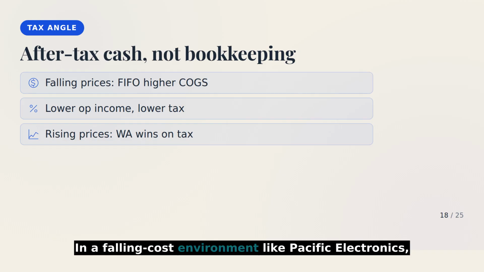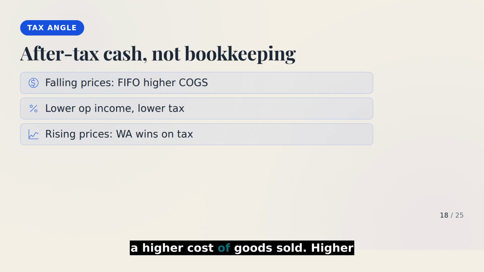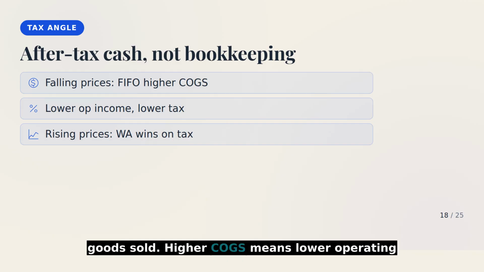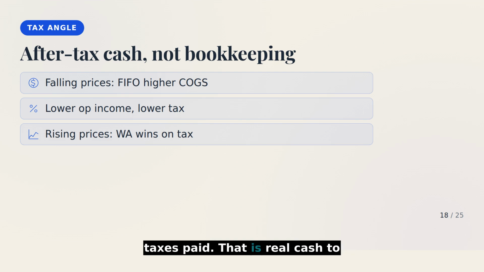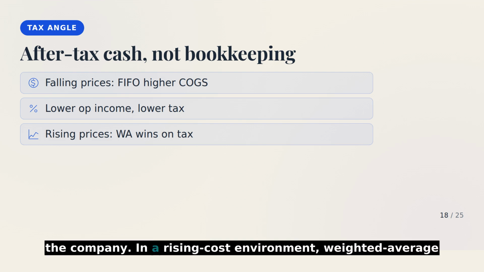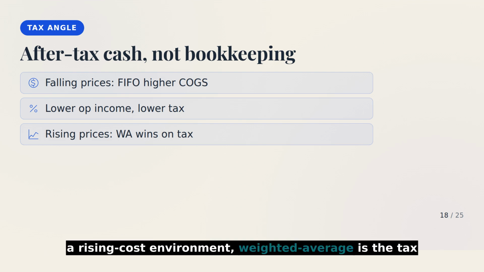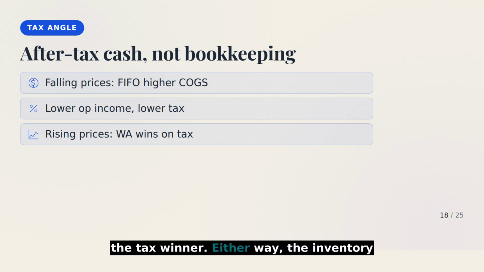In a falling cost environment like Pacific Electronics, FIFO produces a higher cost of goods sold. Higher COGS means lower operating income, which means lower taxes paid. That is real cash to the company. In a rising cost environment, weighted average is the tax winner. Either way, the inventory choice is a real after-tax cash decision, not just bookkeeping.